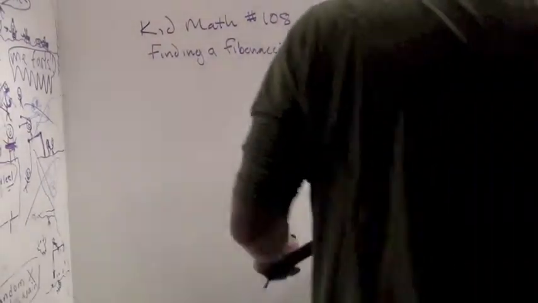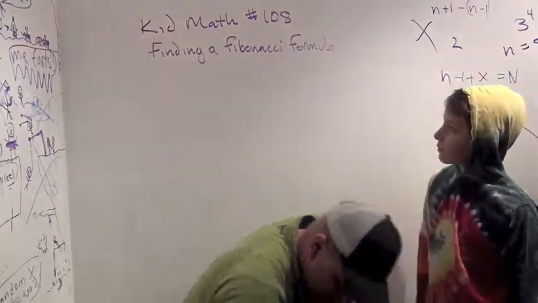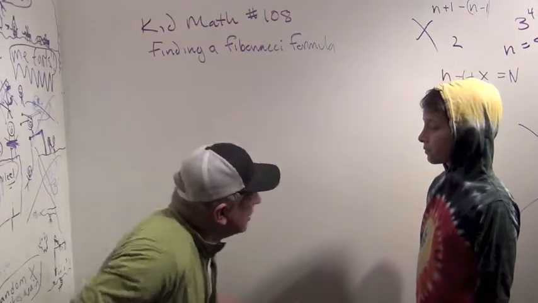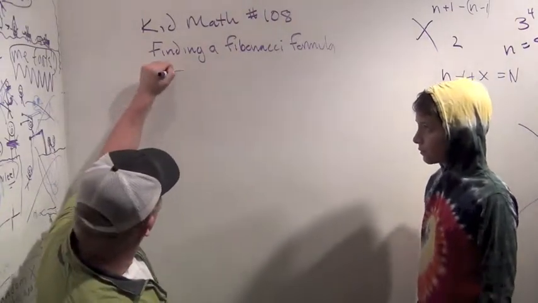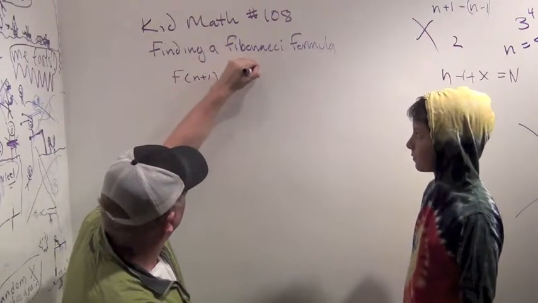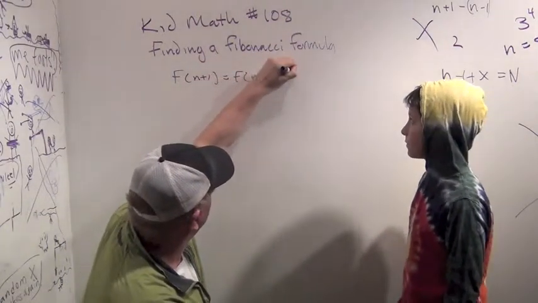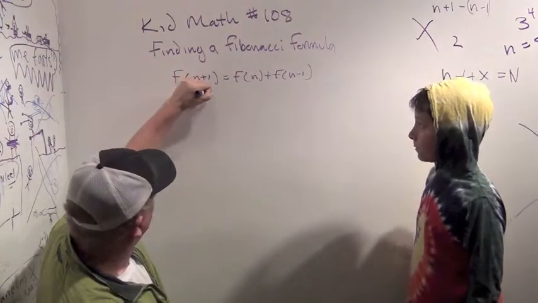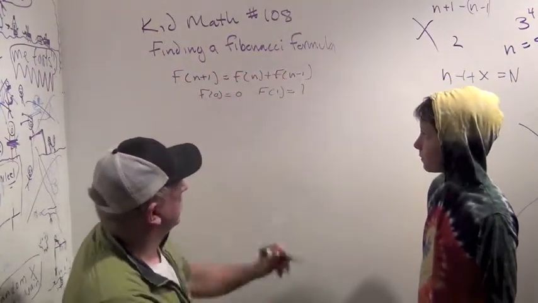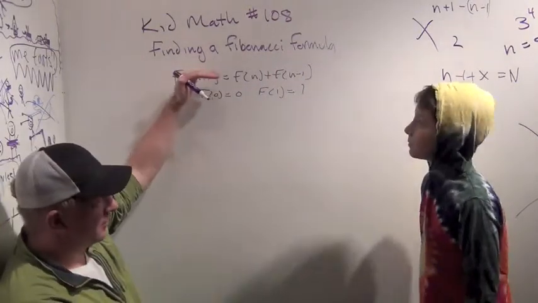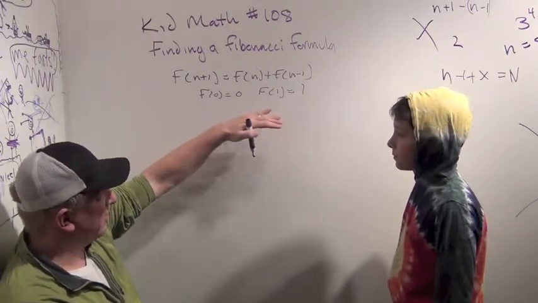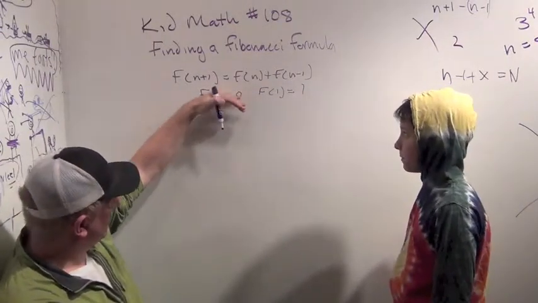KidMath number 108. So we're in the middle of a fun sequence trying to find a formula for the Fibonacci numbers. And remember, we're saying the Fibonacci numbers are defined by this formula, F(n+1) equals F(n) plus F(n-1). F of 0 is 0, F of 1 is 1. Okay? Those are the Fibonacci numbers, and we can go 0, 1, 1, 2, 3, 5, right from there. And then we also did this idea.